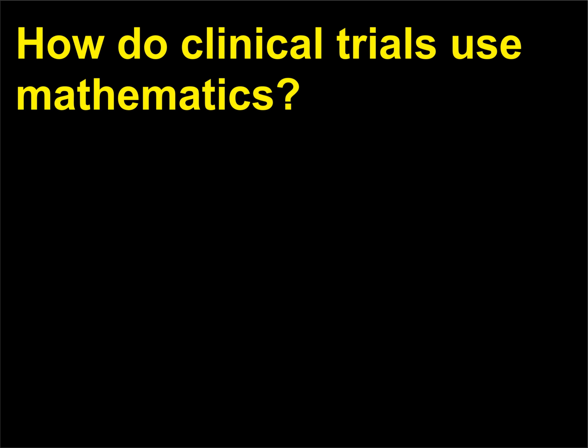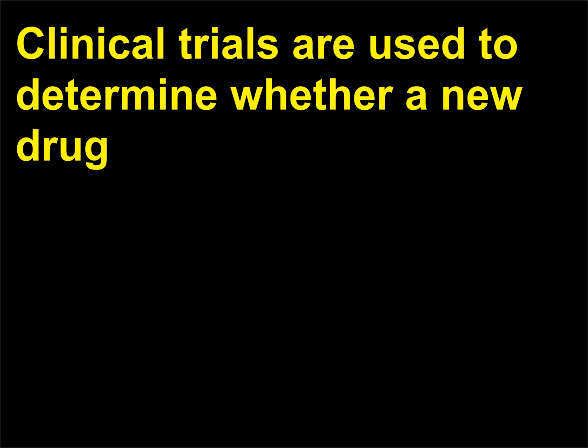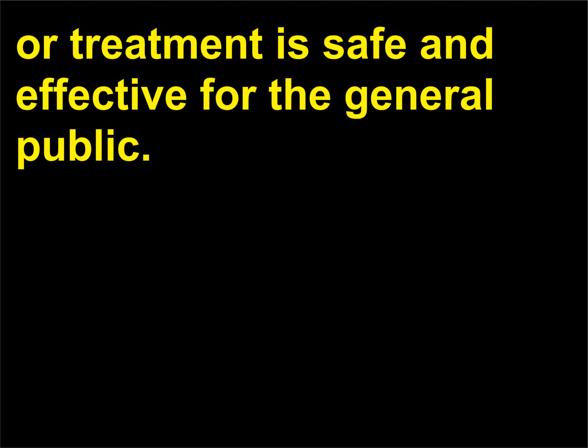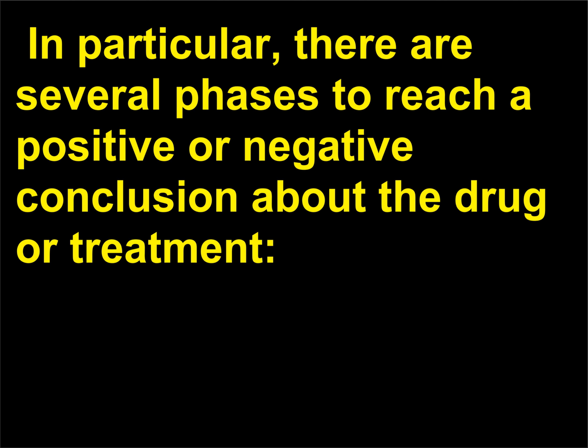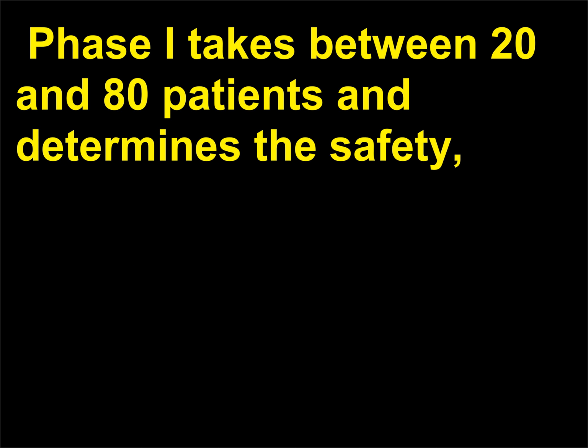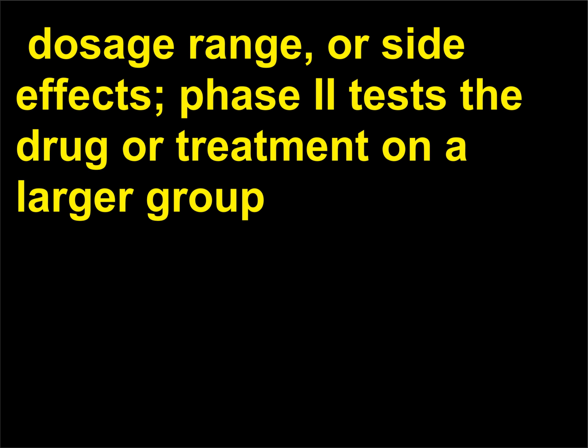How do clinical trials use mathematics? Clinical trials are used to determine whether a new drug or treatment is safe and effective for the general public. In particular, there are several phases to reach a positive or negative conclusion about the drug or treatment. Phase I takes between 20 and 80 patients and determines the safety, dosage range, or side effects.